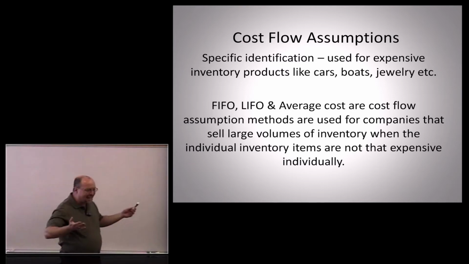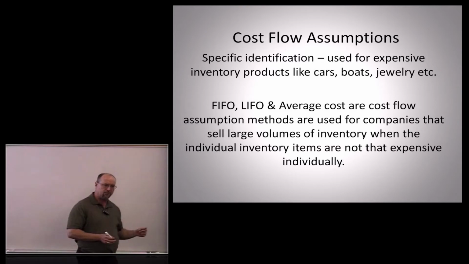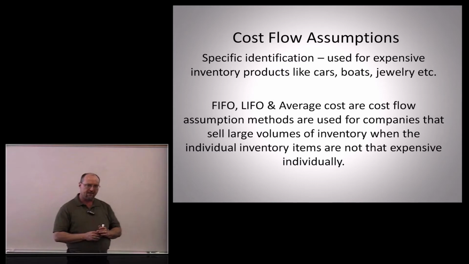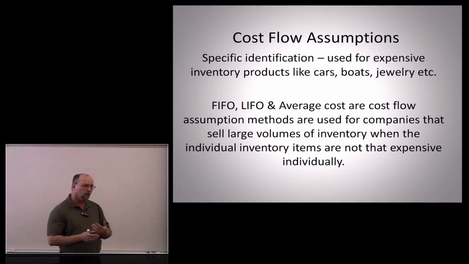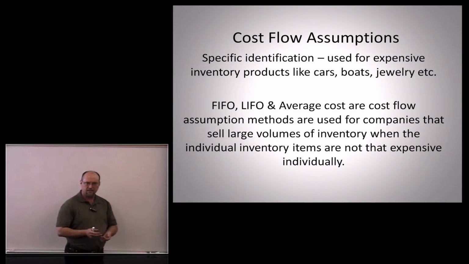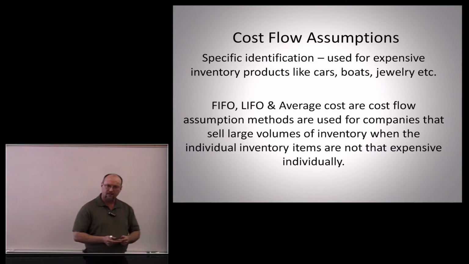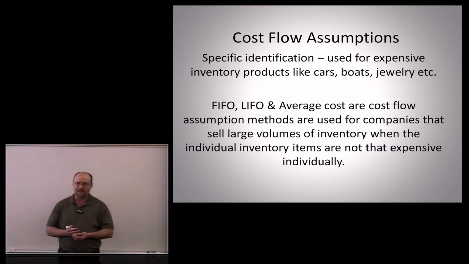Or we may just take an average of everything. We add up everything and we say, okay, here's the average cost for each item. We'll just, for every item we sold, we'll just take an average cost for each one. These are all acceptable methods. Now, the specific identification method is not an assumption. This is an actual exact number because it's an expensive item. But when I sell large volumes, millions of items a year, then using FIFO or LIFO or average cost is perfectly acceptable. GAAP, generally accepted accounting principles, accepts all these methods.